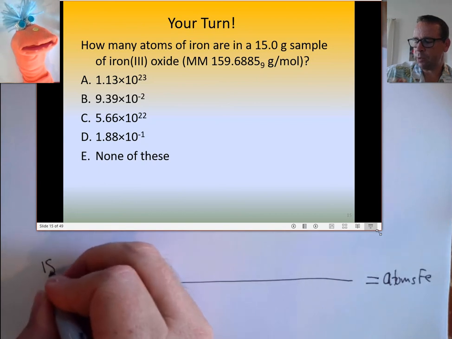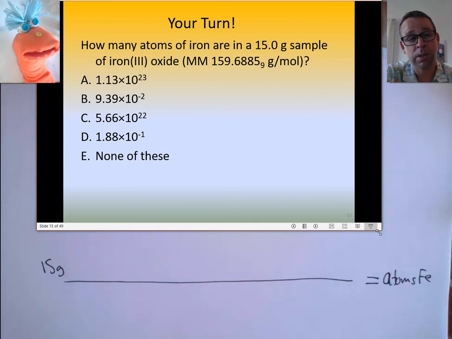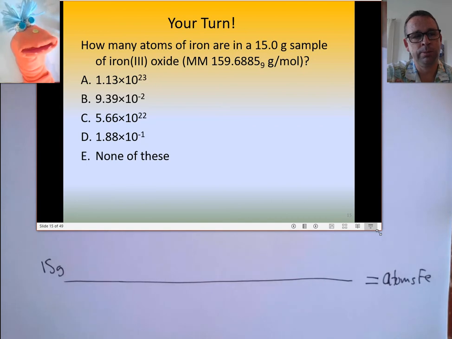All right, 15 grams of... Now, I'm not going to write down the chemical formula for iron 3 oxide. You have to tell me what it is. FeO3. FeO3. Or Fe3O. Or Fe... What does the 3 mean again? The 3 refers to the charge on the iron.